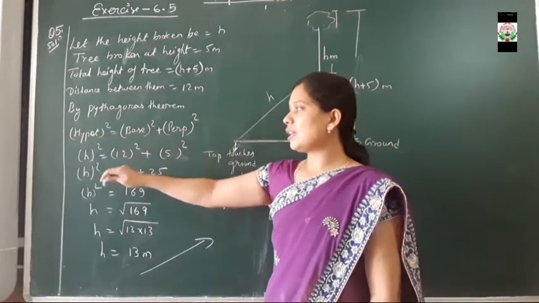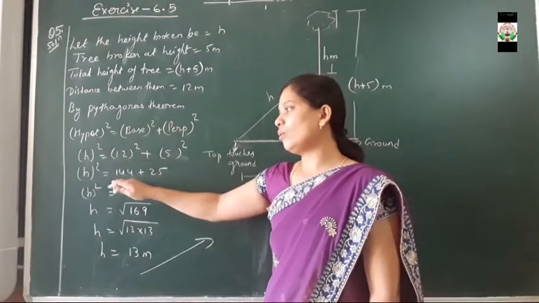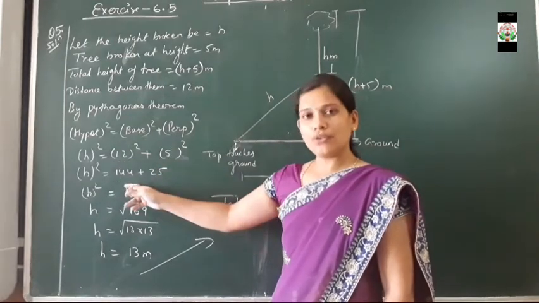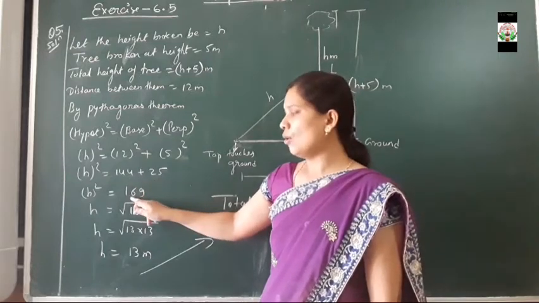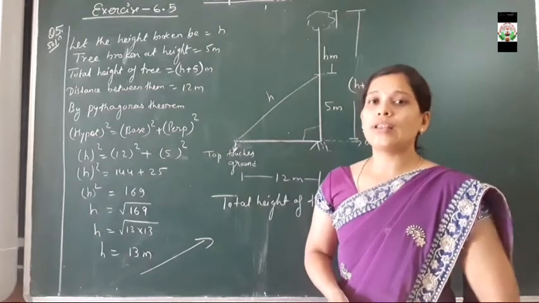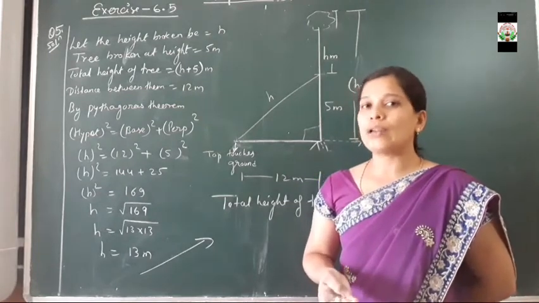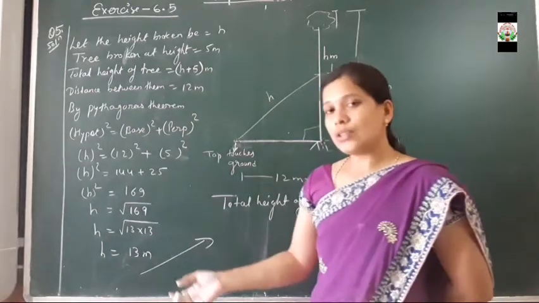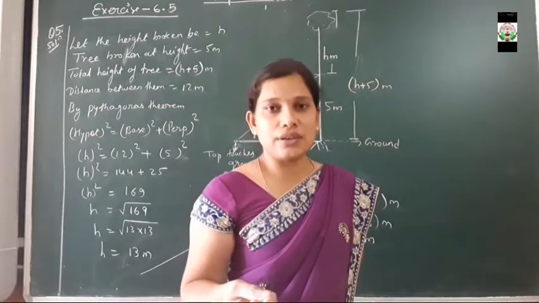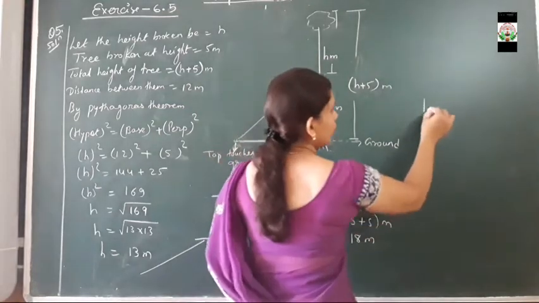Applying the Pythagoras theorem, h we have to find out: 12 square plus 5 square. 12 into 12 will be 144, 5 into 5 will be 25, so 144 plus 25 will be equal to 169. Now 169, what you have to do, you have to find the square root of 169 either by prime factorization or by long division method. Just before this question I had told you how to take the square root by prime factorization. Now let's see by long division method.